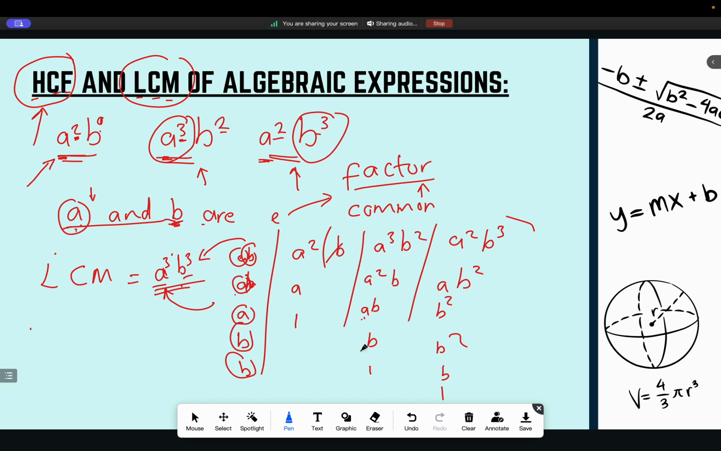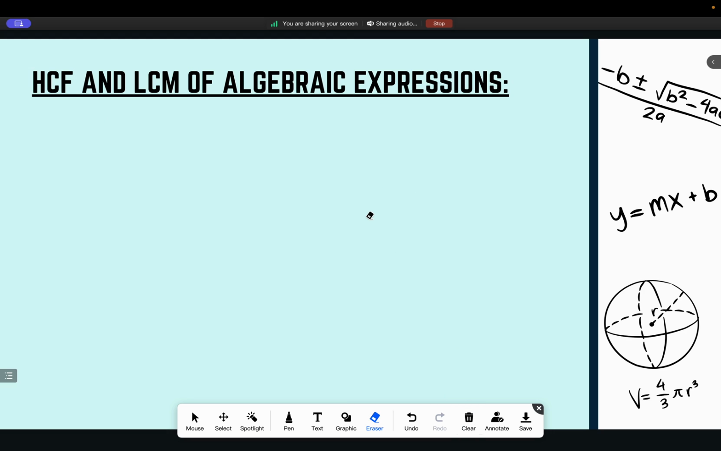Okay, now let's have a couple of examples that are more challenging than these ones. So let's clean our whiteboard here. Let's say we have these three expressions. We have 3x plus 3, and we have 2x plus 2, and we have x squared minus 1.